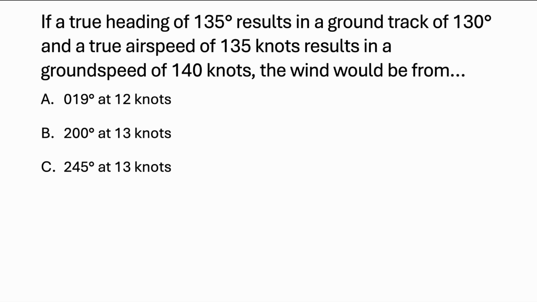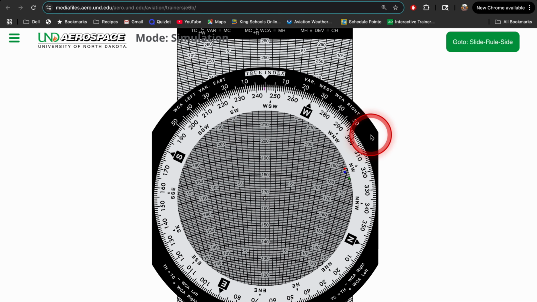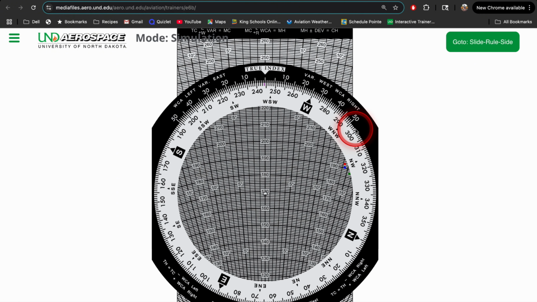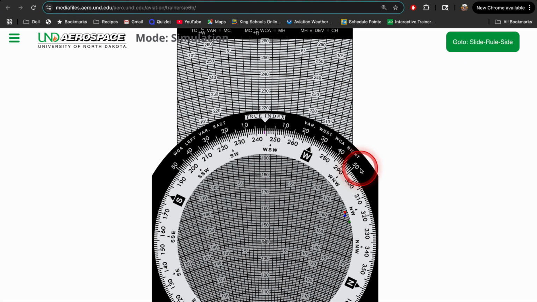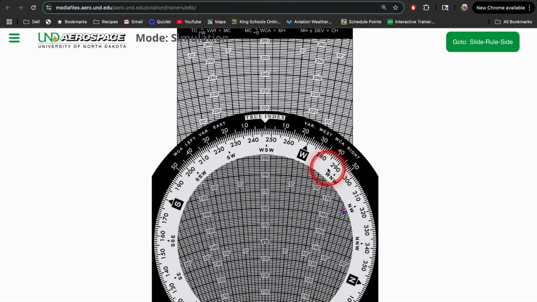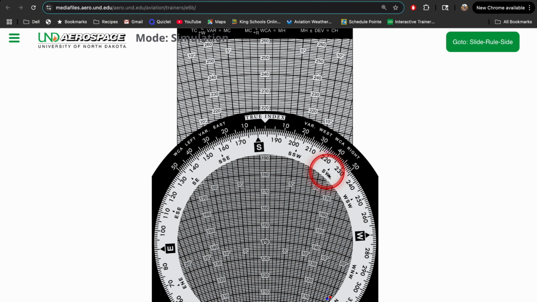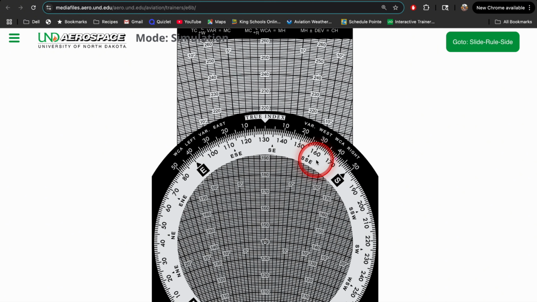All right, next question we'll look at says, if a true heading of 135 results in a ground track of 130, and a true airspeed of 135 knots results in a ground speed of 140 knots, the wind would be from. So what we're going to do for this one is we're going to move the sleeve until that center grommet lands on our ground speed. So there's 140, which was the ground speed given in the example. And then you're going to rotate the dial to put our track under the true index, which is 130 right there.